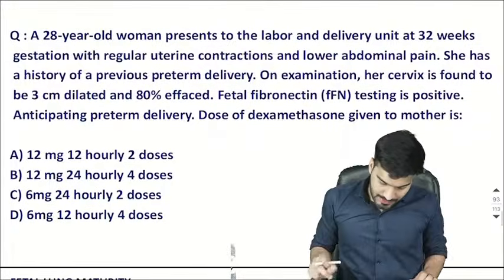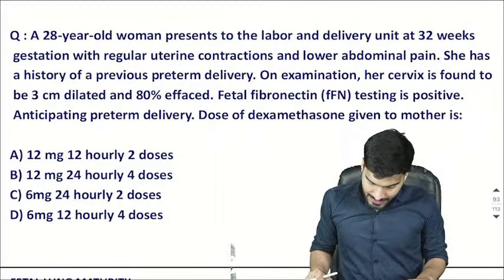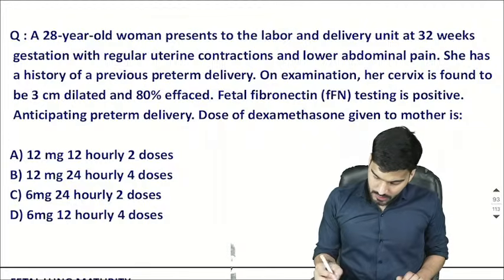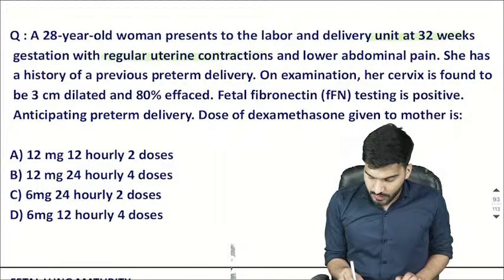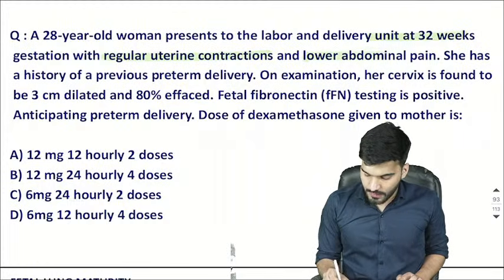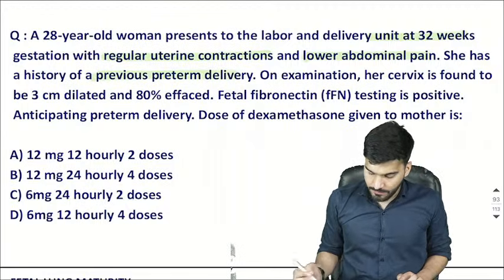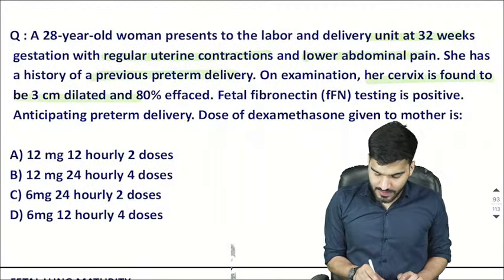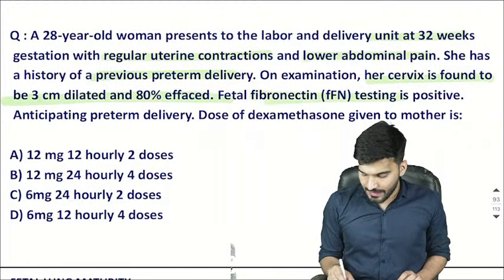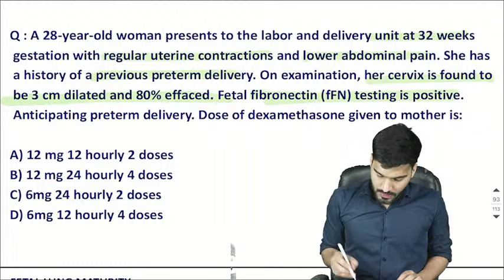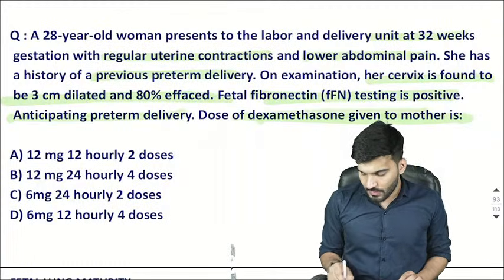Now, the next question: a 28-year-old woman presents to the labor and delivery unit at 32 weeks with regular uterine contractions and lower abdominal pain. She had a history of previous preterm delivery as well. On examination, the cervix is found to be 3 centimeters dilated and 80% effaced, and the fetal fibronectin test is positive. Now, anticipating the preterm delivery, the dose of dexamethasone given to the mother is.